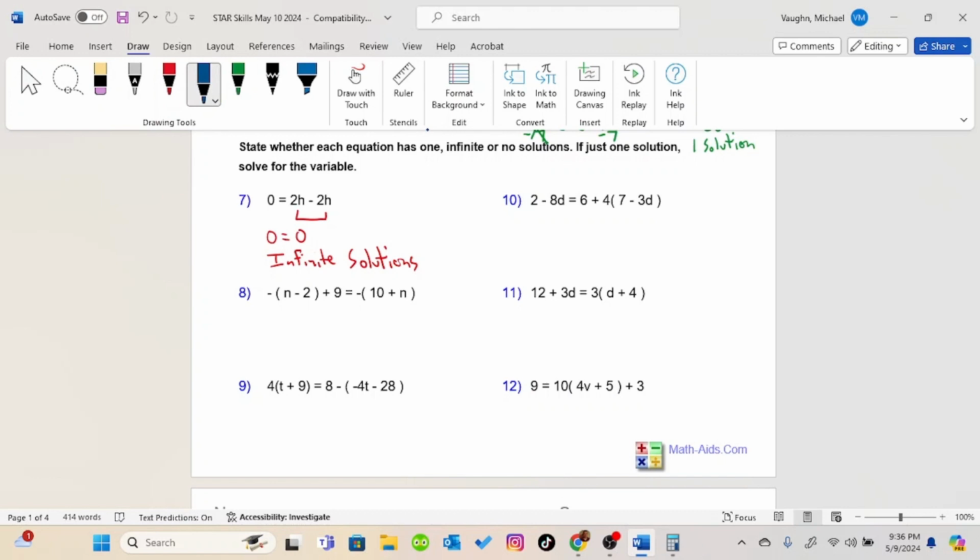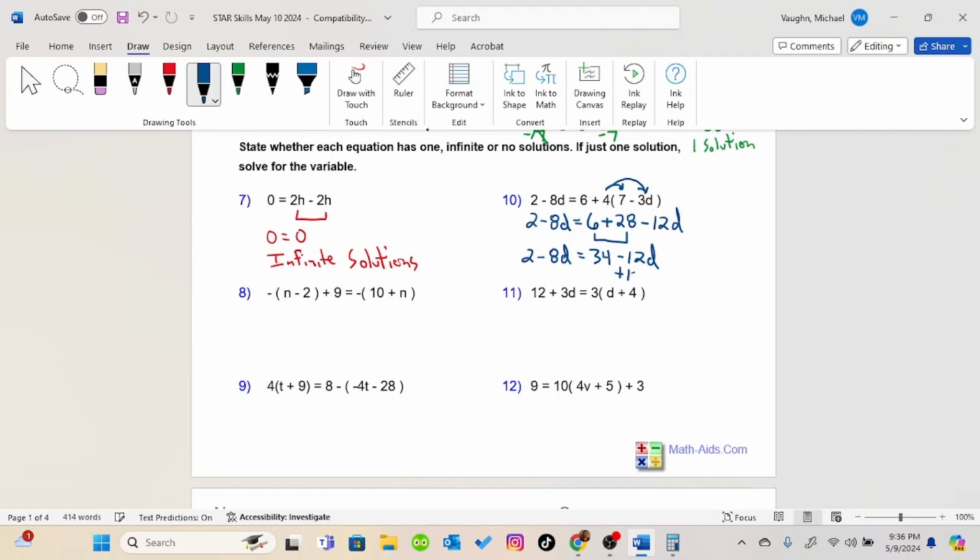Number 10. First thing we need to do is use the distributive property. Now we have 2 minus 8d equals 6. 4 times 7 is 28, so plus 28. And 4 times negative 3d is negative 12d. We combine like terms, and we get 2 minus 8d equals 34 minus 12d.